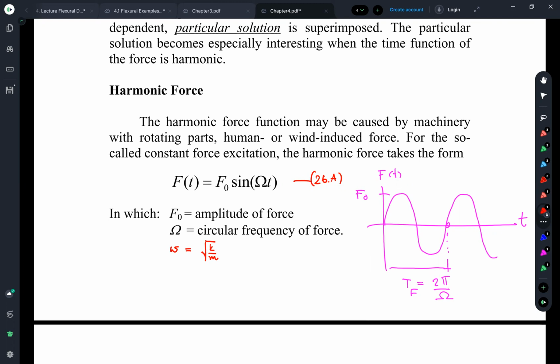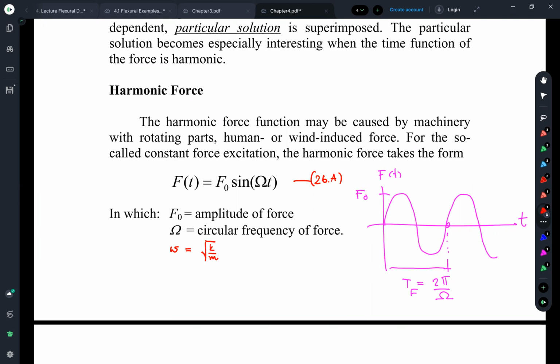If you increase the stiffness k, your building will go back and forth faster because the frequency is higher. On the other hand, if you increase the mass m of your building, the building will move back and forth, but slower. This is because of this omega.